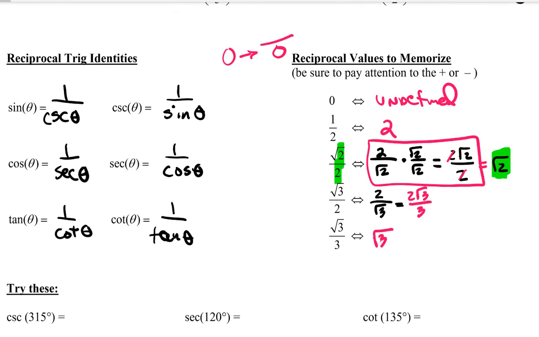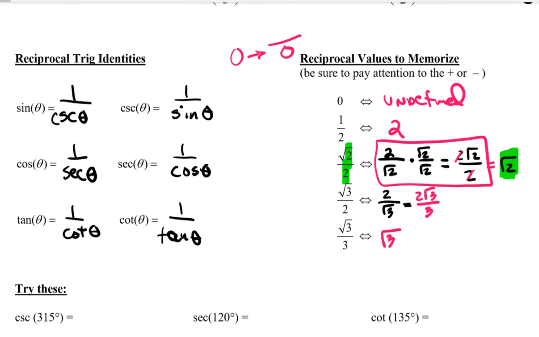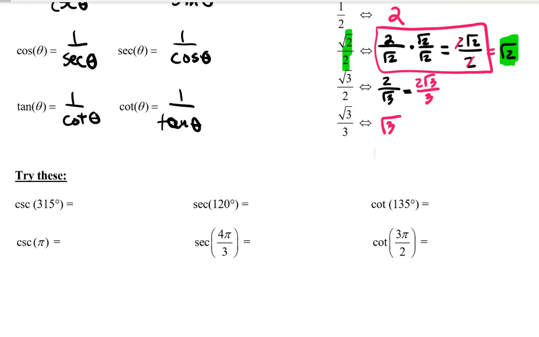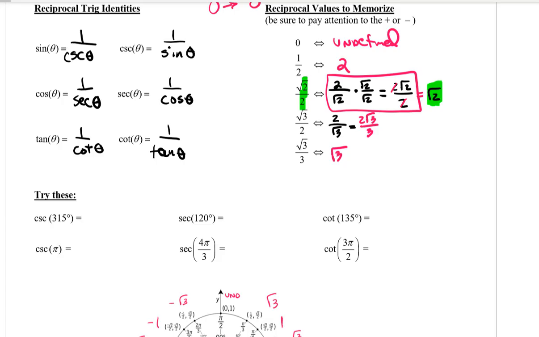So these are going to be some reciprocal trig values I want you to memorize, as well as the reciprocal trig identities, because we're going to need those as we apply them here for these pieces. So we'll be using those shortly when we find these values coming up next.